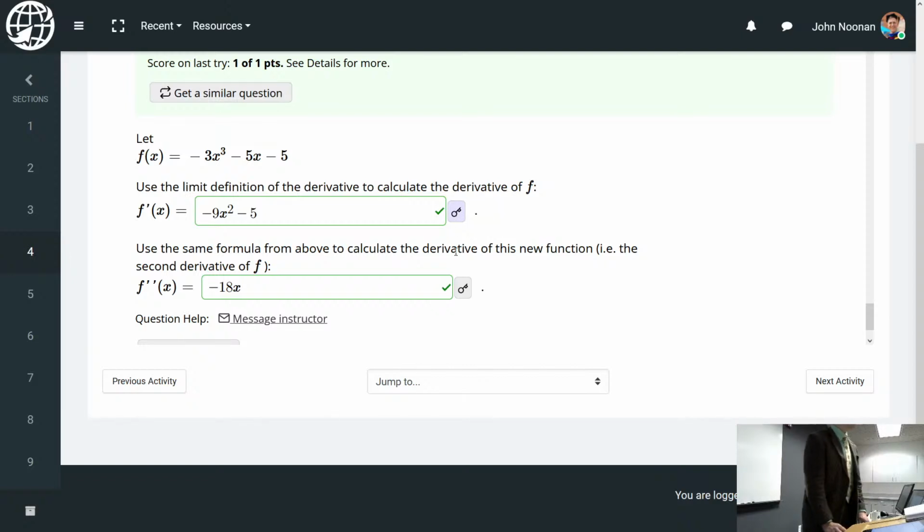So you got them wrong? Did you have the constant? Because the constant, that negative 5, maybe? Do you have the same problem as me? Okay, so you should have negative 9x squared plus 6 should be your f prime. Yeah, plus 6.